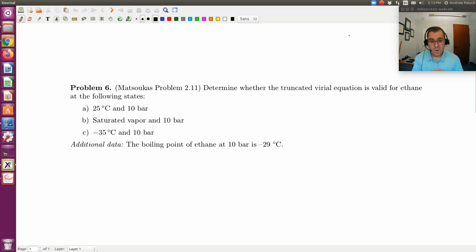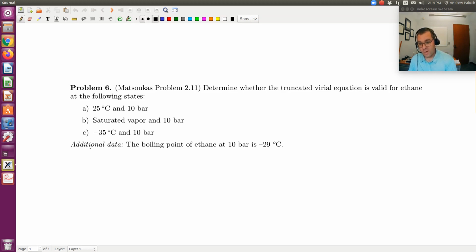So in problem 6, determine whether the truncated Virial equation is valid for ethane at the following states. Again, we have 3 different states, all at 10 bars. In terms of additional data, we're told the boiling point of ethane at 10 bars is negative 29 degrees C. That would directly apply to B, because we would be at negative 29 degrees C when we have a saturated vapor. It's a difficult question in terms of giving a very precise answer, but I want you to think about the applicability of your equation and come up with your best estimate.